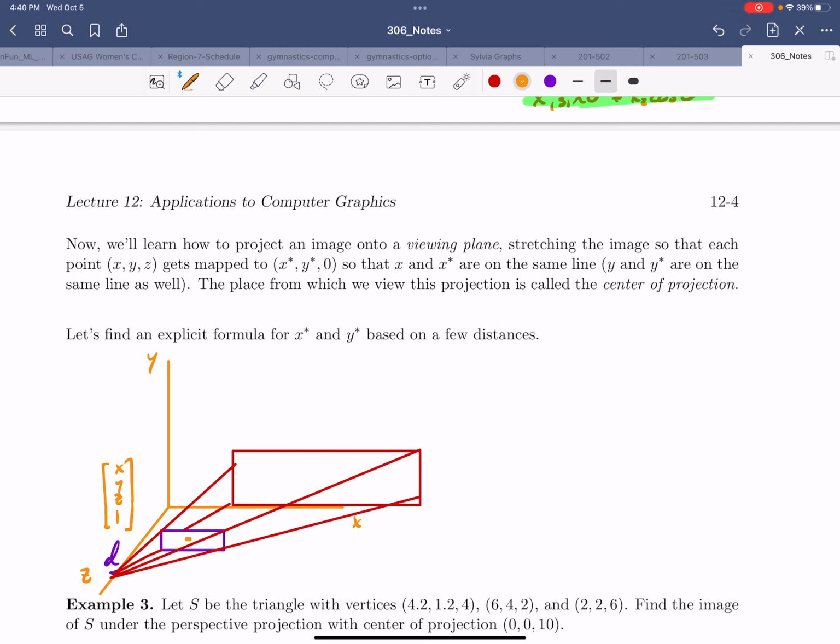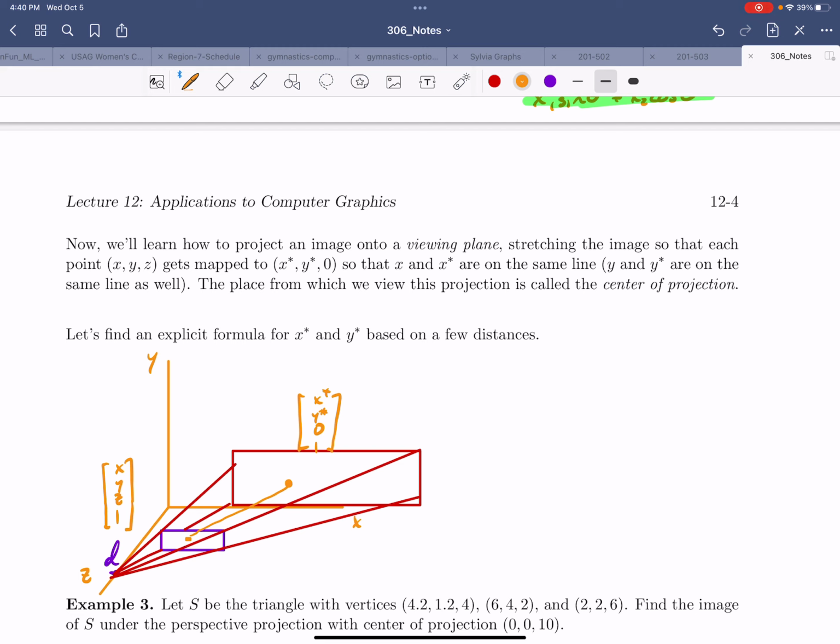Okay? Maybe I won't draw that arrow, but you see where I'm talking about, okay? So we are projecting this coordinate onto this new coordinate, and this is x star, y star, 0, 1. Right? 0 because that's the plane z equals 0. 1 because we're staying in the homogeneous class. So the question is, how do we get that matrix? How can we figure out a projection matrix for that?